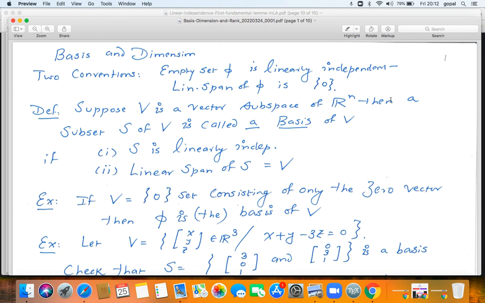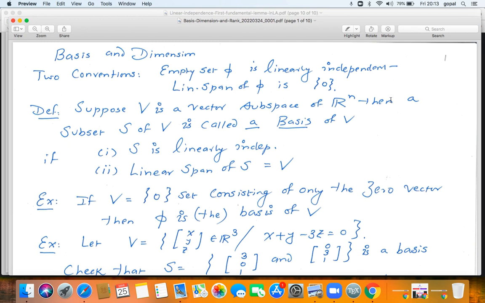Dimension, as I said, is one of the most fundamental notions in linear algebra. It generalizes the intuitive geometrical idea that a line is one-dimensional and a plane is two-dimensional. Before we take up this notion of dimension, let us take up two conventions. The empty set, remember, is linearly independent. I already said that before and I'm repeating it here.